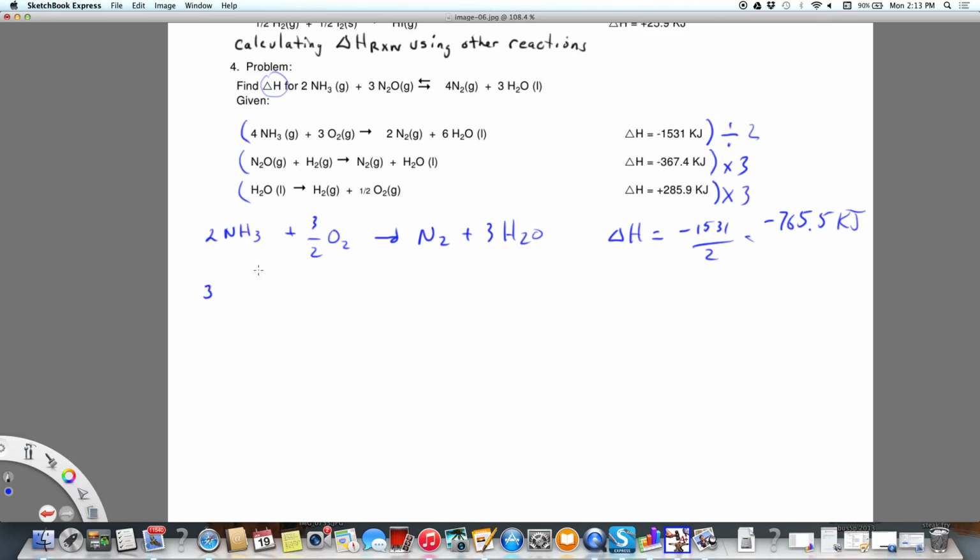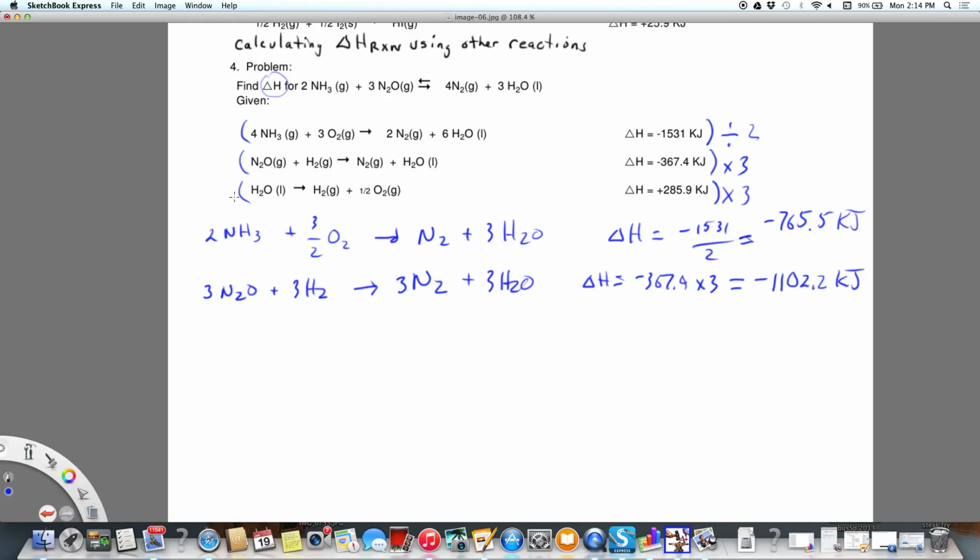Okay, so now we're going to multiply this next reaction by 3. Okay, and now you can see when we add these together, we're going to get our 4N2. And again, we have 3H2 in this reaction. So delta H is going to be minus 367.4. We're going to multiply that times 3, and that's going to equal negative 1102.2 kilojoules for that step.